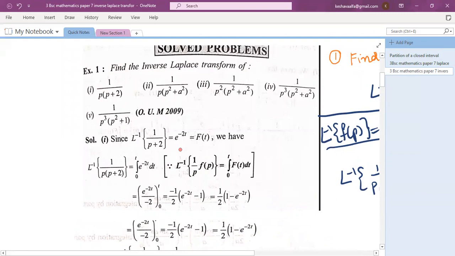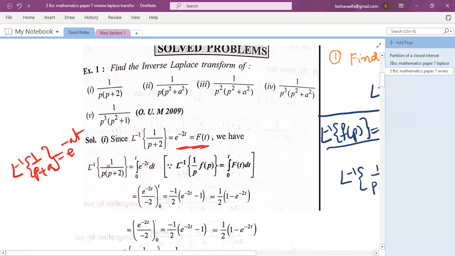So that is, we already solved this problem. That is L inverse of 1 by p plus 2, so e power minus 2t, using the formula L inverse of 1 by p plus a is equal to e power minus at. So using this inverse Laplace transform formula, we get e power minus 2t, that is our f of t.